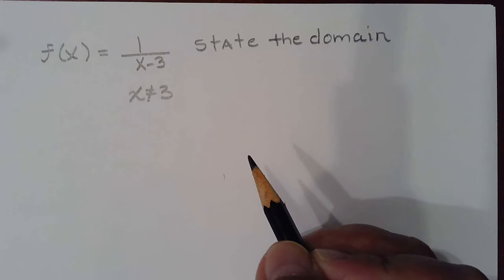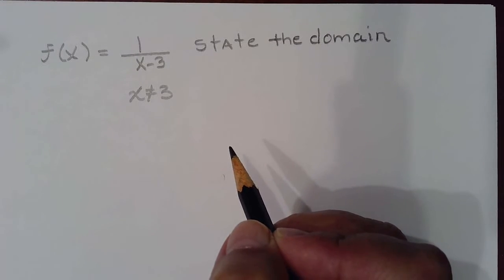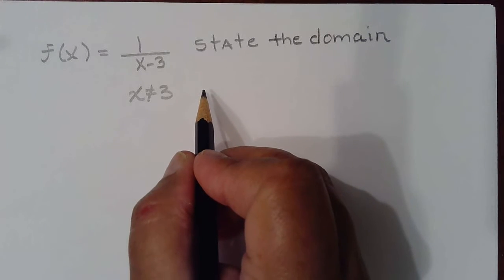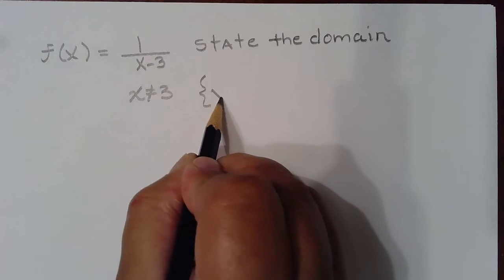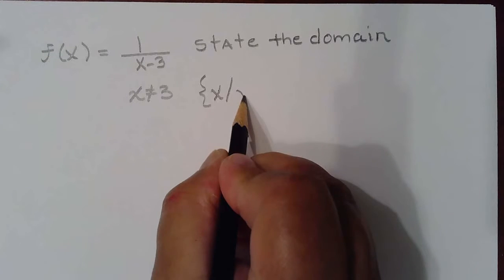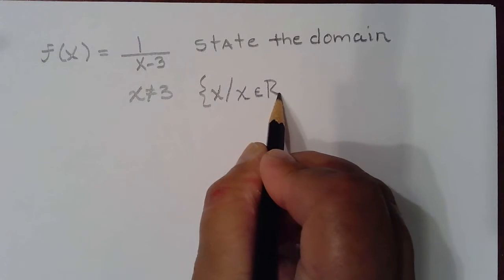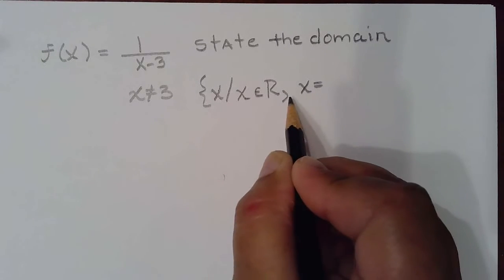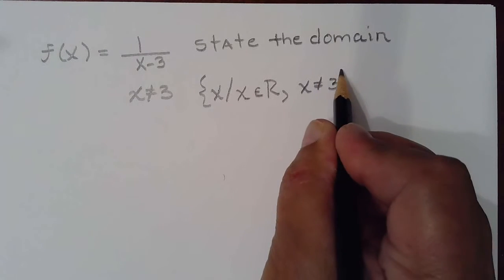Now, if you were going to state the domain, you would basically be saying that x can be anything you like, it just can't be 3. So if you were going to say it in set builder notation, you would say x is such that, this symbol stands for such that, x can be any element of the real number set, except it cannot be, your exceptions get stated after the comma, it cannot be 3.